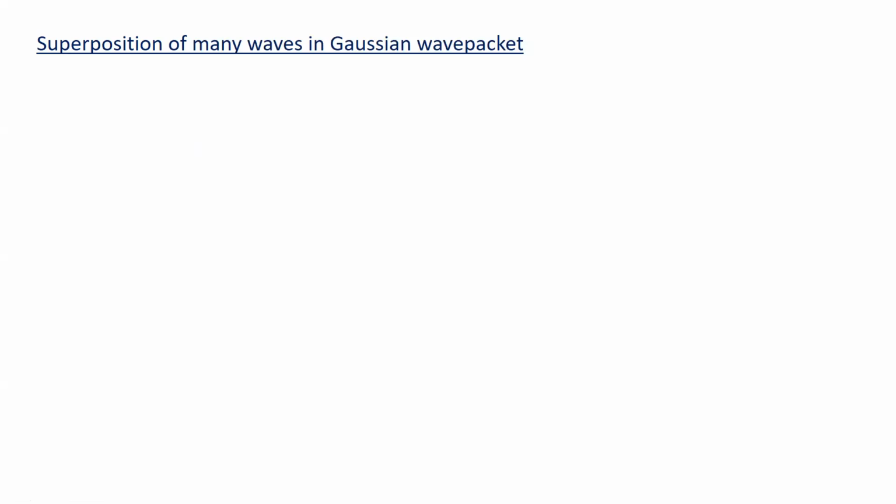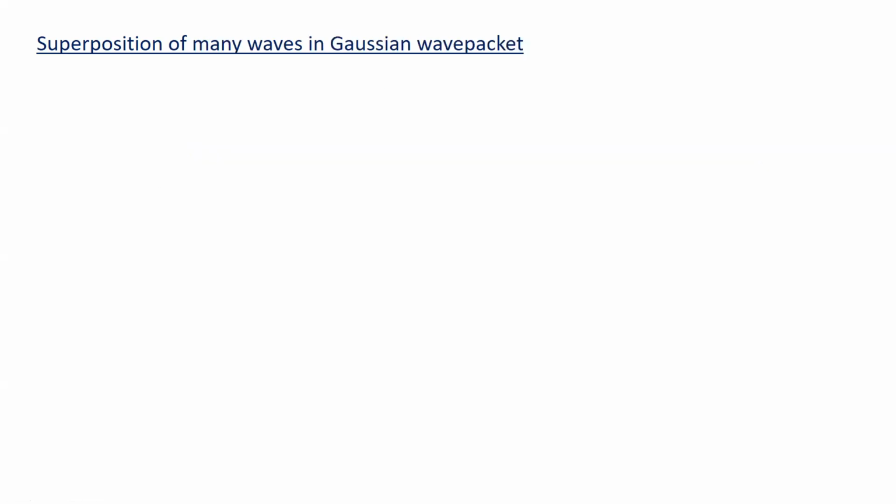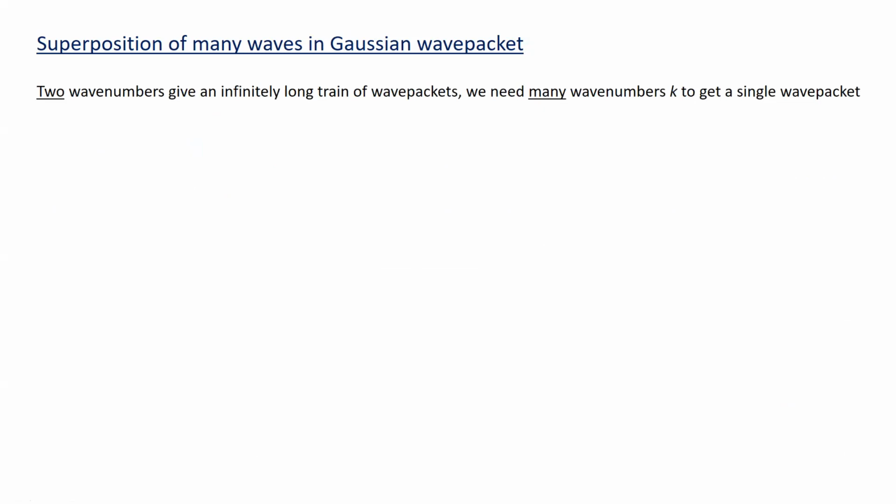Okay, so that was with 2 waves. Now it turns out this is not localized in space. This would continue onward, and so we would not get a particle like a photon which is localized in space. So we need to superpose many waves in a Gaussian wave packet. So 2 wave numbers give an infinitely long train of wave packets. We need many wave numbers k to get a single wave packet. And the way we do this is just adding up.